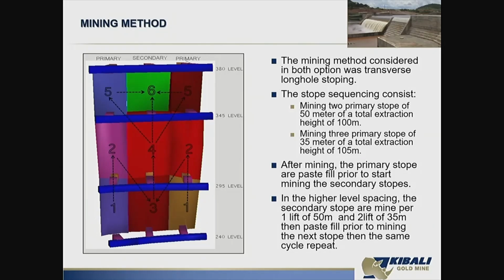So the stoping sequence, as you could see by following the numbers for the 50-meter level spacing, which is the second option. You have to mine 1 and 2, primaries, and then paste fill them before you can get the top one. But when it's a 35-meter level spacing, you could mine up to 3 different lifts. So you could see you have a bit of an advantage of 5 meters there.